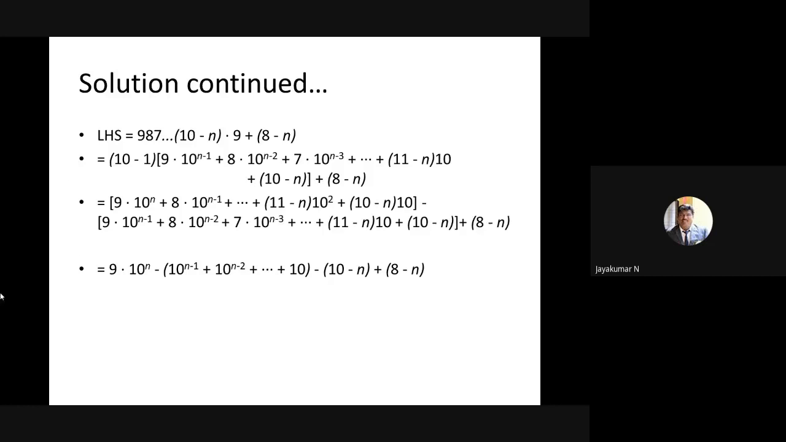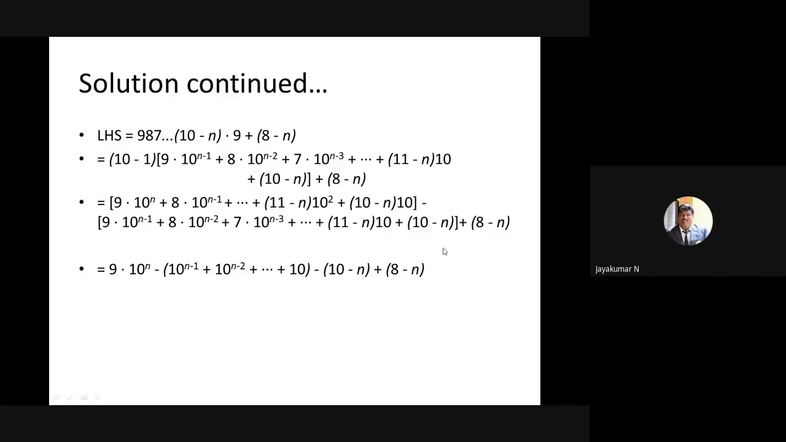Here I can write 8 minus 9. 8 minus 9 is minus 1. So again 7 minus 8 is minus 1. Here I will get minus common, so I can take it out, minus outside. So 10 power n minus 1, 10 power n minus 2, and so on. Finally, I can get 10 power 1, because here I have up to 10 power 1.